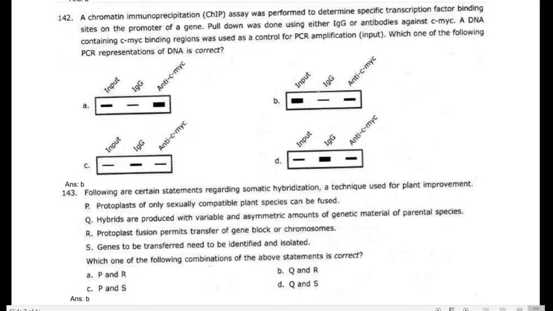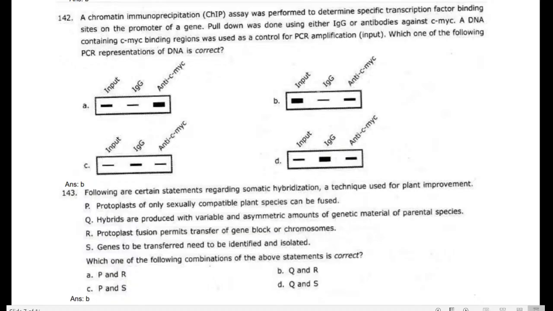Protoplasts are known as naked plant cells, that is, plant cells excluding the cell wall. They look like plant cells but don't have the plant cell wall. These cells are fused with cells of a different plant species, so that the resulting plant has new characters. This is called somatic hybridization.